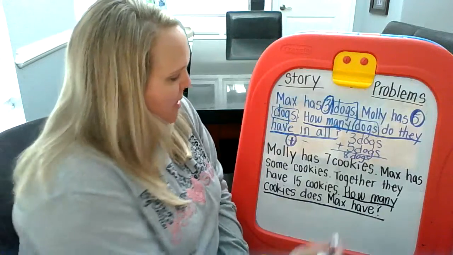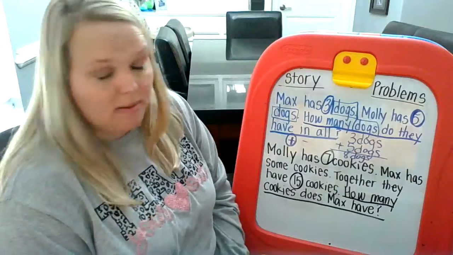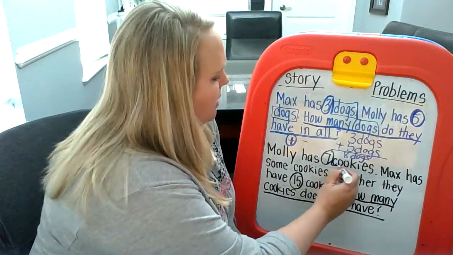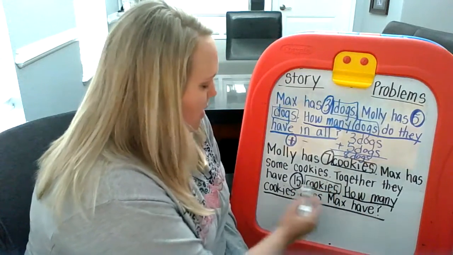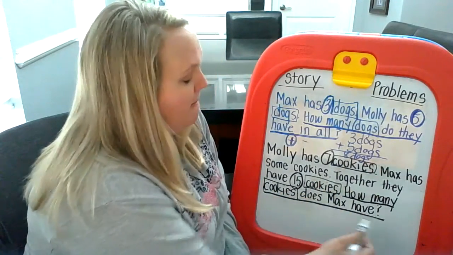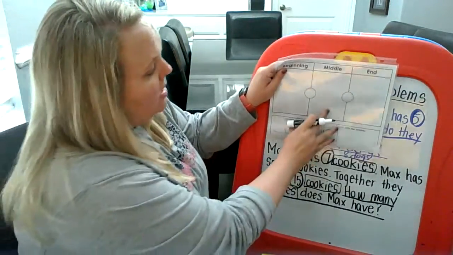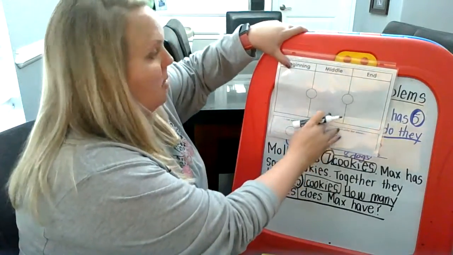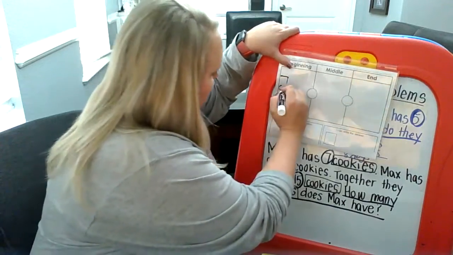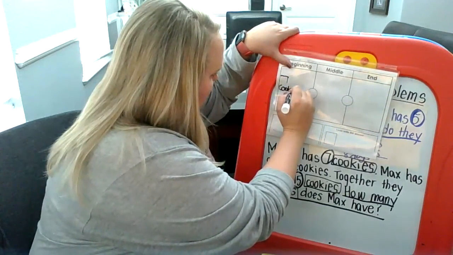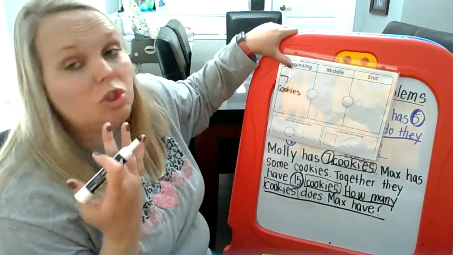All right, let's circle the information. There's a 7 here and there's a 15 here. And my labels tell us what we're talking about. So here we have cookies. And here we have cookies. And we want to know how many cookies Max has. This is where our beginning, middle, end mat comes in very handy, okay? So at the beginning of the story, Molly has 7 cookies. Okay? And in the middle of the story, it says Max has some cookies.